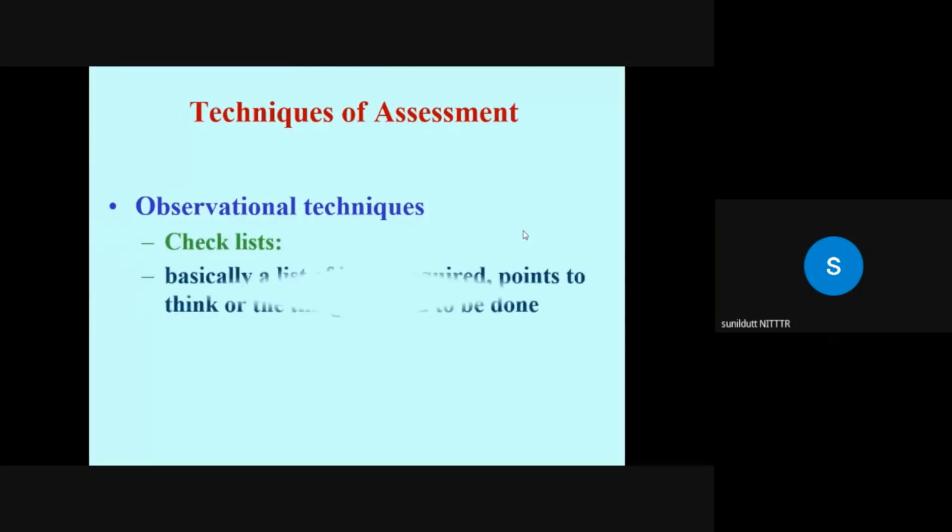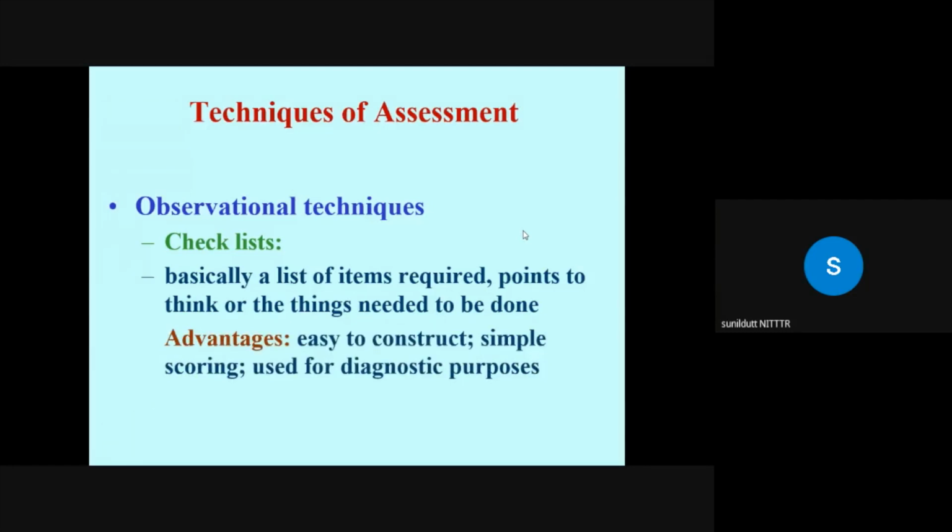So you can prepare the checklist. It is usually a listing of steps or activities or skills or objectives in which the teacher checks the item as they are exhibited by the student. Or you can say it is a list of desirable learners' characteristics or actions used to determine the presence or absence of each characteristic. So easy to construct, simple scoring, and can be used for diagnostic purposes, but these do not discriminate among students because these only indicate presence or absence.